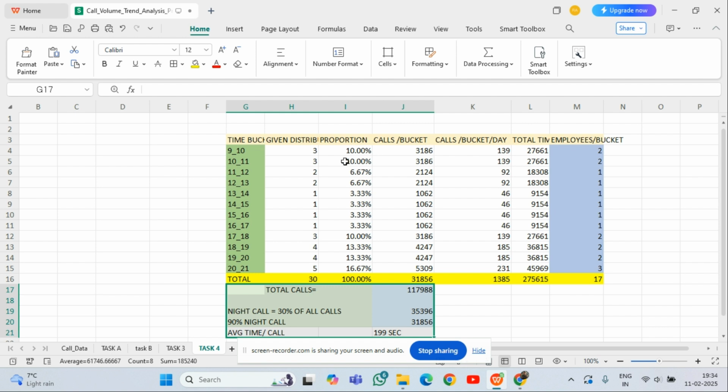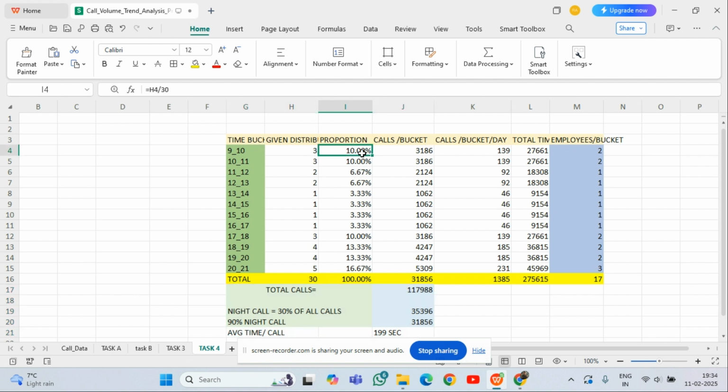So we'll see the proportion of the distribution. How are we going to calculate this? We'll calculate this by H4 divided by this 30. So we'll get the proportion or distribution of all the tasks in each and every time bucket.